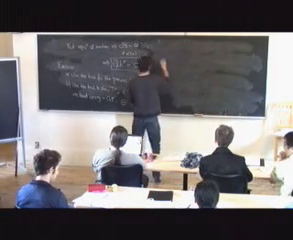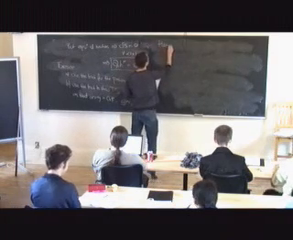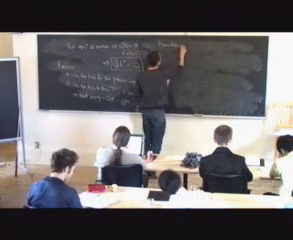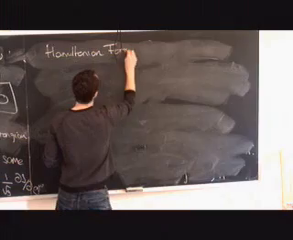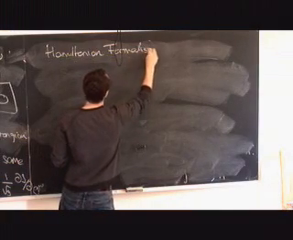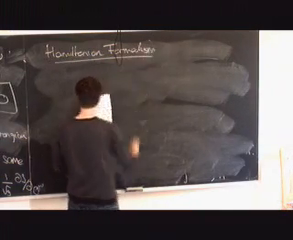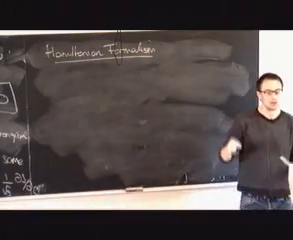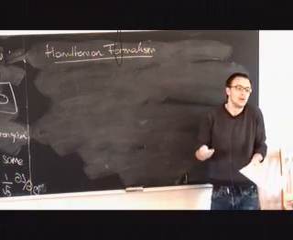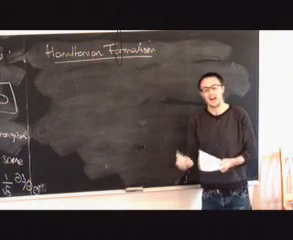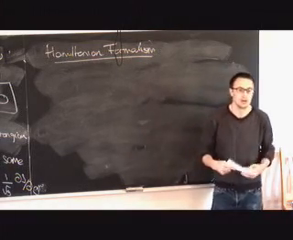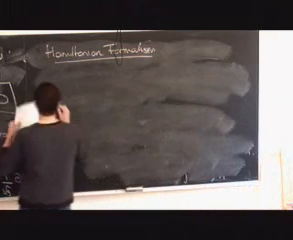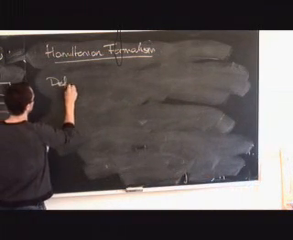Okay, so the last thing I want to do is the Hamiltonian formalism. So far we've been working with the Lagrangian formalism, but you all know how to go from Lagrangians to Hamiltonians, and it's exactly the same in field theory as it is in particle mechanics. So first thing we do is we define the conjugate momenta.